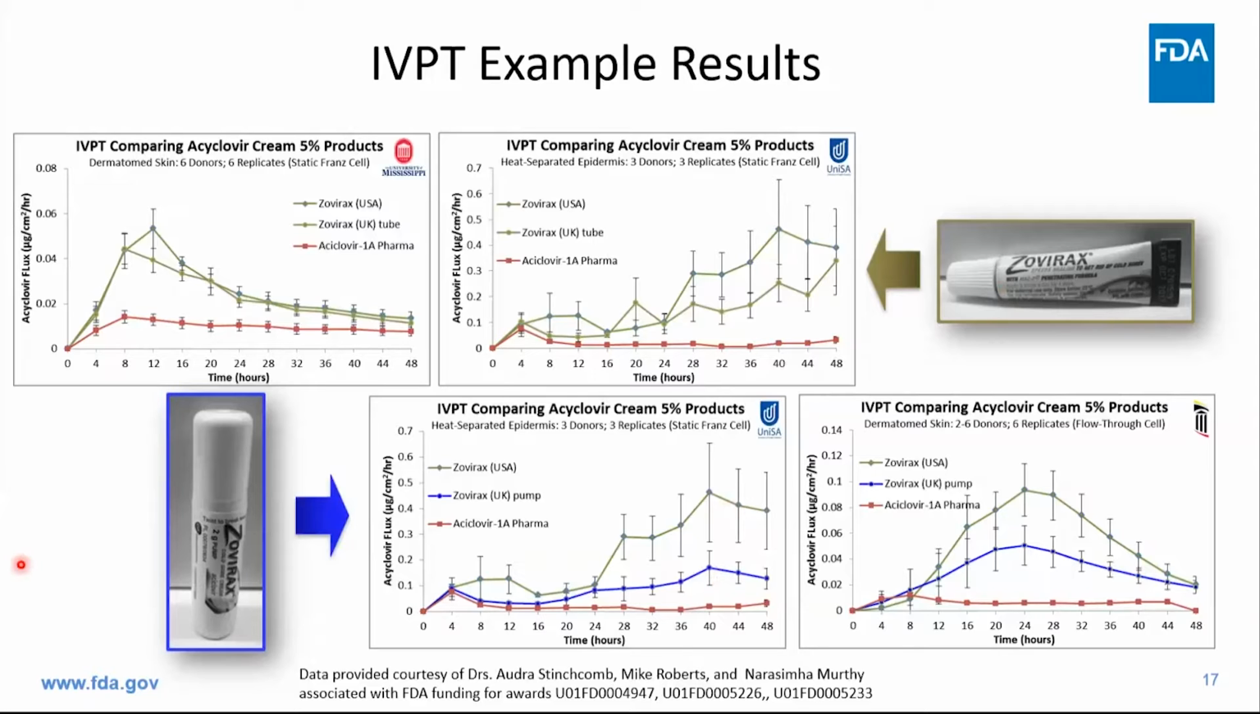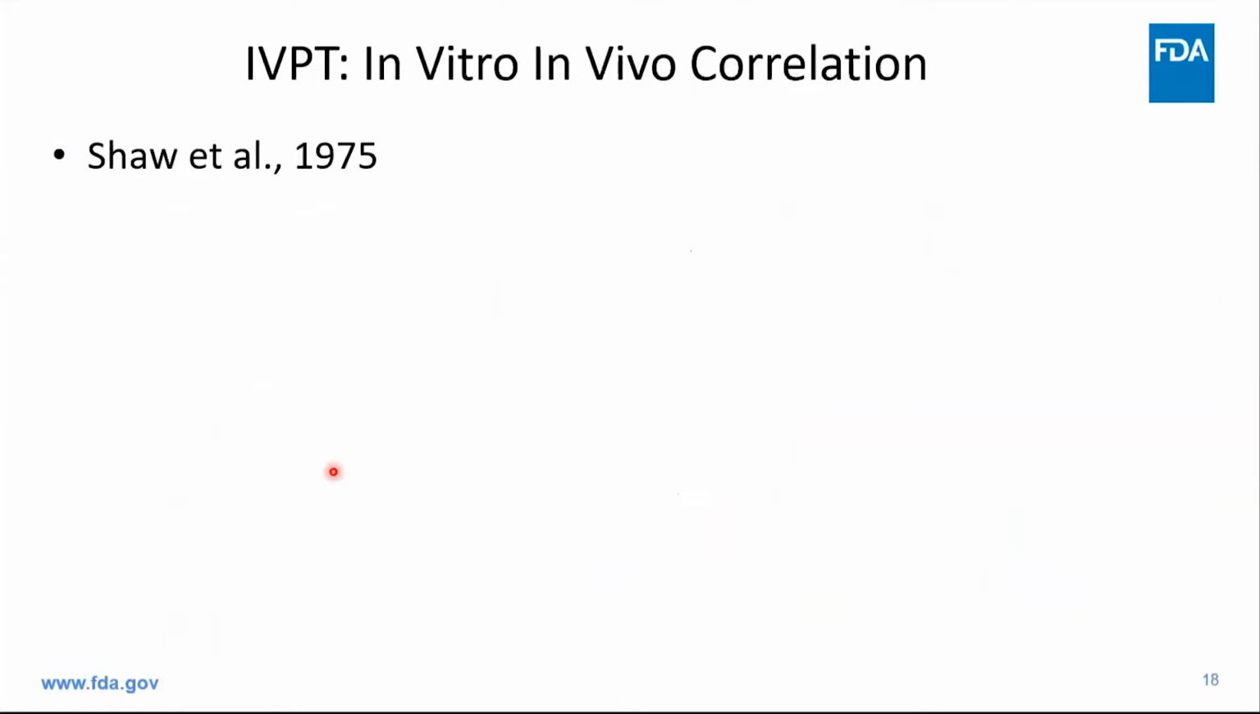So what we see is that in these completely independent studies, when the test and the reference products are compared under consistent IVPT conditions within that lab, using a well-controlled method that really accounts for the scientific principles of the test, you consistently get meaningful information about the relative rate and extent of the compound from the test and referent products. So how does this relate to in vivo data?